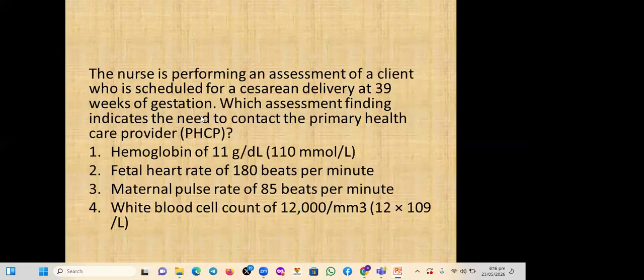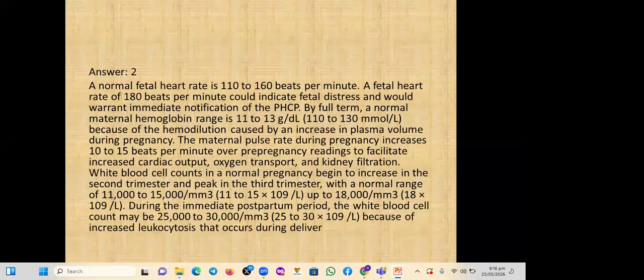I show the answer, but I guess everyone here knows why the answer is 2, right? We spoke about normal fetal heart rate. So if someone is experiencing 180, sorry, 120 to 160 is normal, so 180 demands you to report to the healthcare provider.